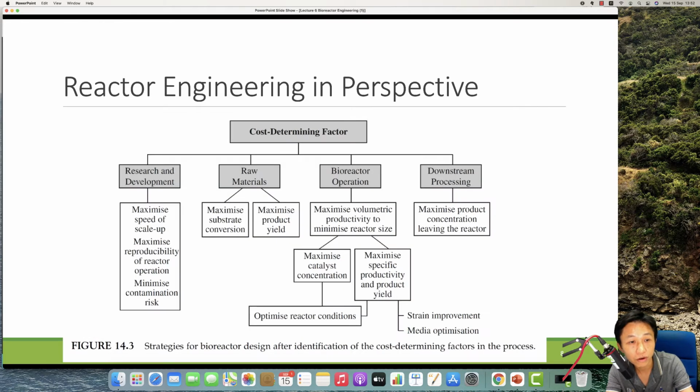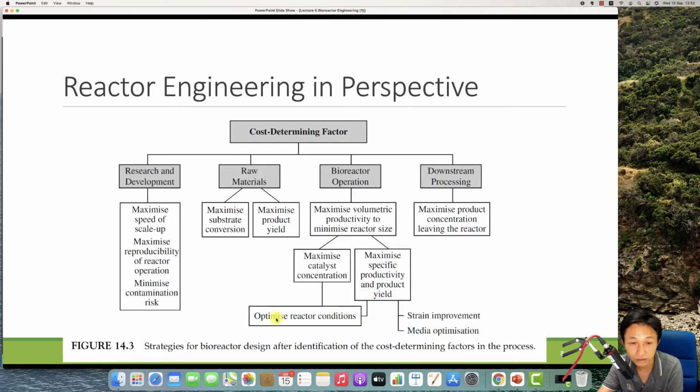And if we split the cost for this one, R&D: maximize, speed up. It's how you scale up things, maximize productivity, minimize contamination risk. Okay, this is if we break down the cost. Maximize substrate conversion. You want to convert as much as you can. You want to have more yield, for example. For the operation, you minimize reactor size, but you want to produce in a large number. Maximize catalyst concentration, for example. You want to maximize your yield, for example.